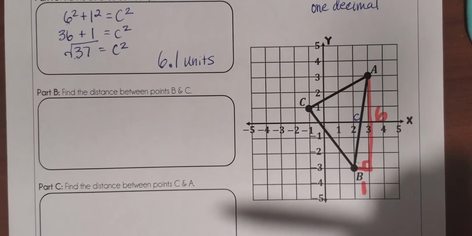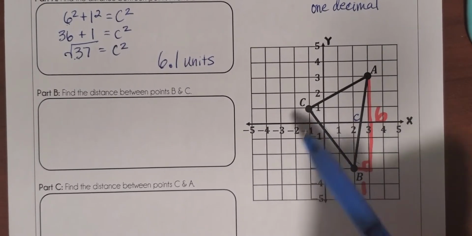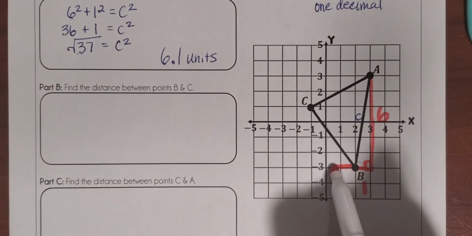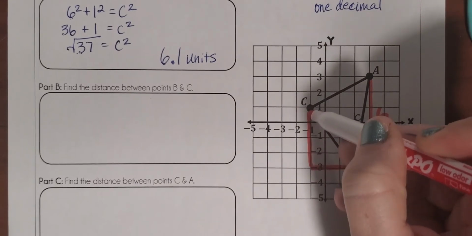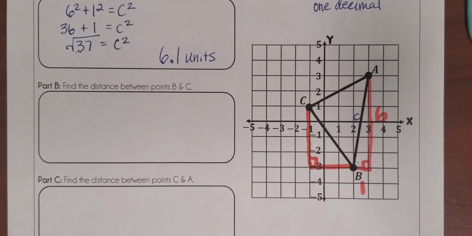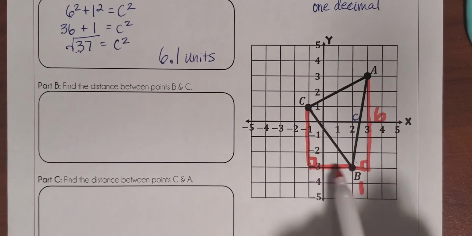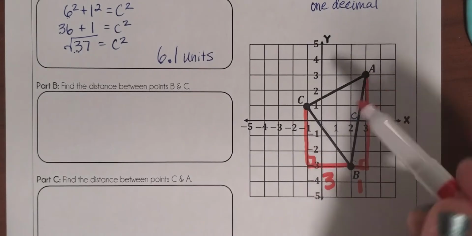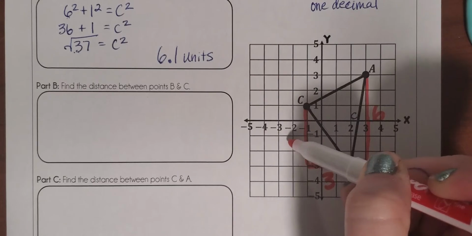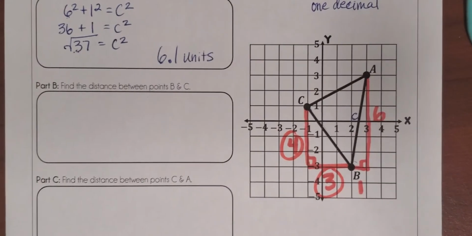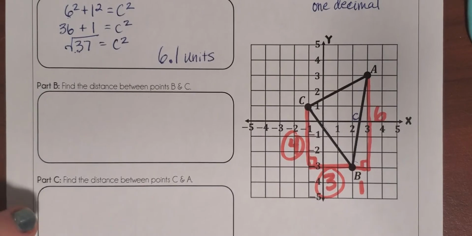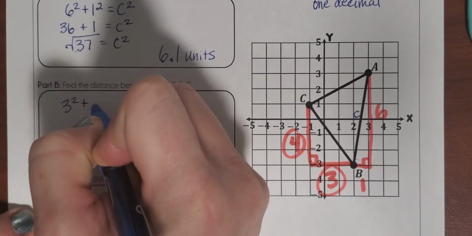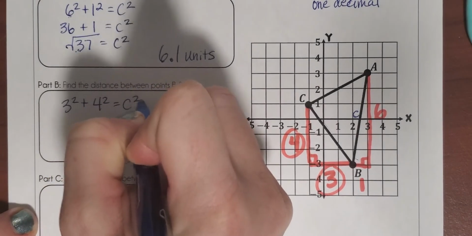Next one, I'm going to look for B to C. So I'm going to go from B, I'm going to go over, and then I'm going to go up to the C. So I formed a right angle. And since I formed my right triangle, I know that this is one of my legs. So this is a unit of 3. And this is a unit of 1, 2, 3, 4. So using those two numbers, I'm going to plug them into my formula. So I have 3 squared plus 4 squared equals c squared.